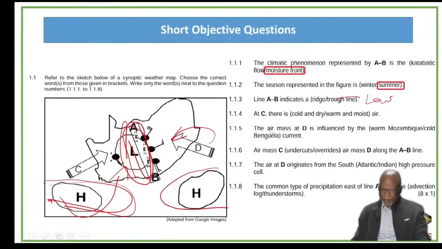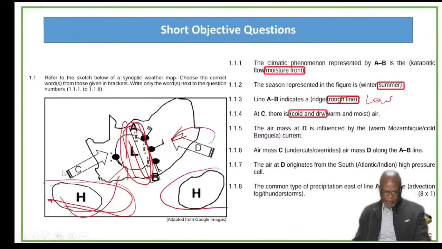And then the air mass at D, here is your D, is influenced by the warm Mozambique or cold Benguela current. It is influenced, okay, I think I skipped 1.1.4, I'm sorry. At C, there is cold and dry, warm air, cold and dry, or warm and moist.